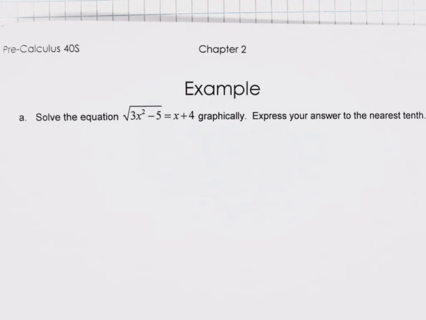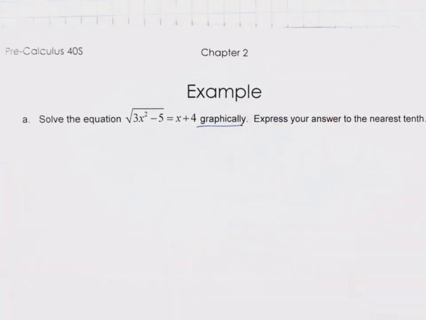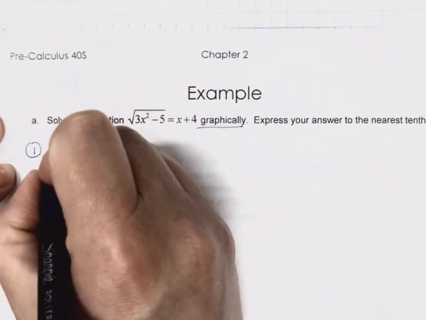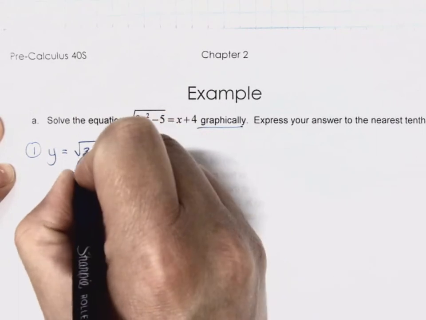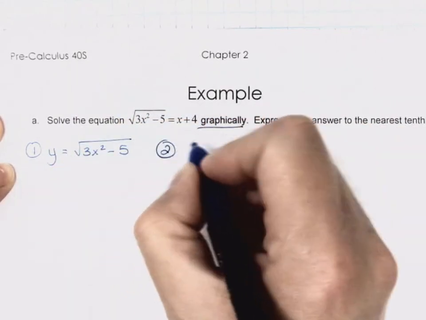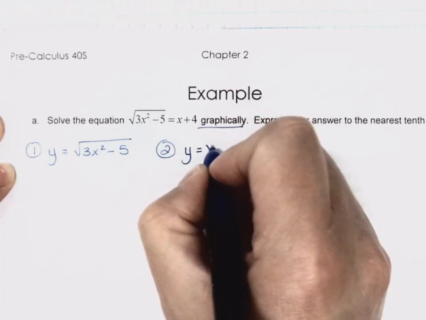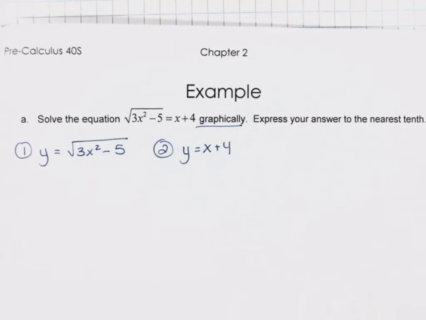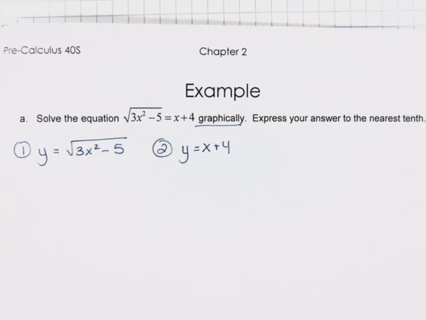You know what? Let's just talk about it for a second. If we were to graph this, we would have two equations. The first equation would be the radical one, and the second one would be the linear. Remember how nice and easy that linear was? So let's talk about what that radical graph would look like.